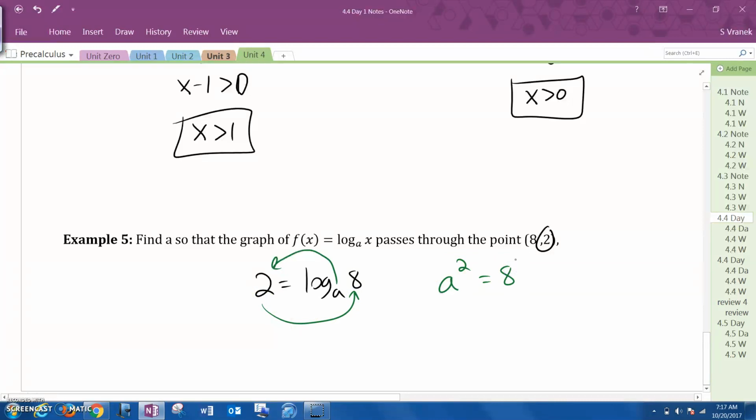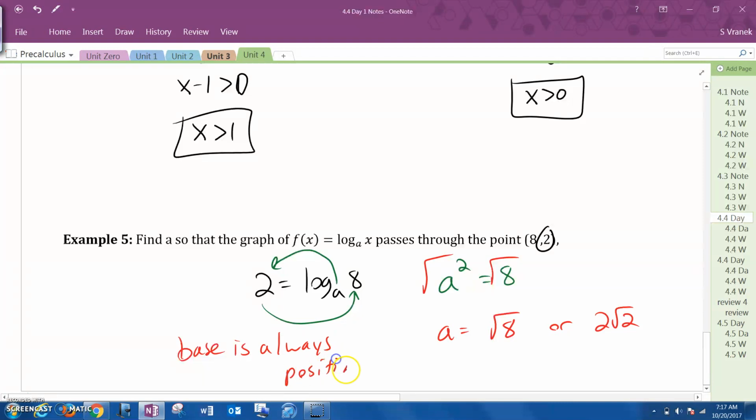Okay, well, if I told you x squared equals 8 and told you to solve that, hopefully you guys would go, oh, I have to take the square root of both sides. So a is equal to the square root of 8, or if you want to simplify that, that's 2 root 2. Notice I did not put a plus or minus. That's because the base for a log is always positive. So no plus or minus.